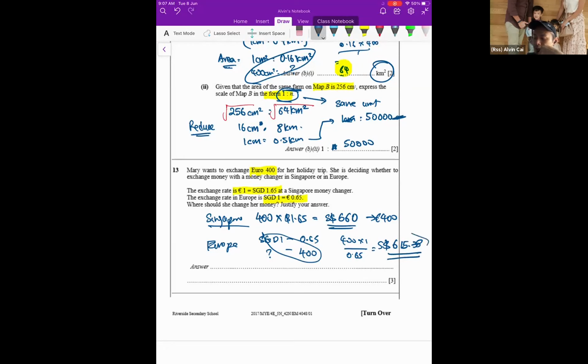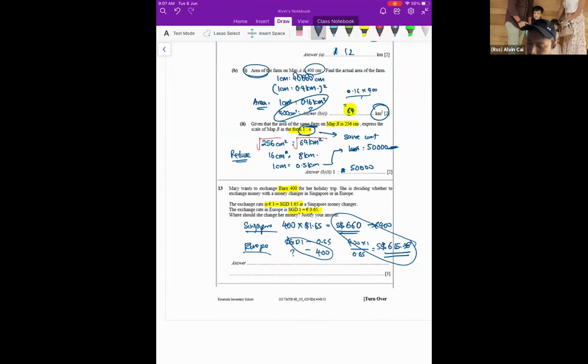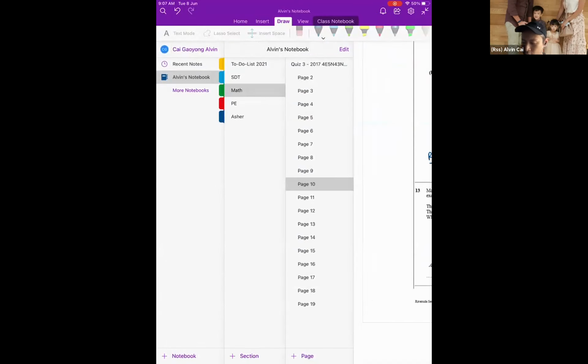Comparing the two, we can tell that when we change in Europe, it's cheaper. Changing to euro is cheaper. In this case, we convert both. We try to see how much it costs to change 400 euro. The first one, in Singapore, you need to spend 660 to change to euro, but the second one you need to spend only 615.38. Then you justify that we need to change in euro. So I will not write that down, I'll move on to the next part.